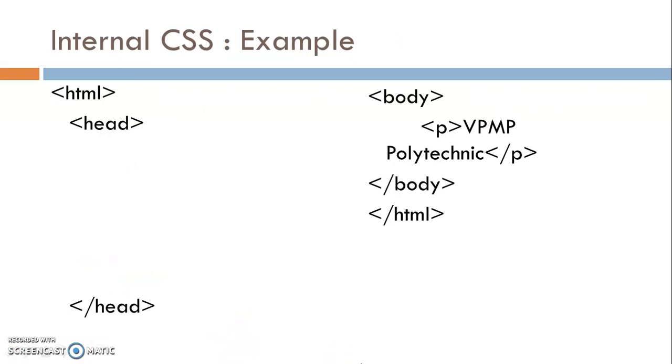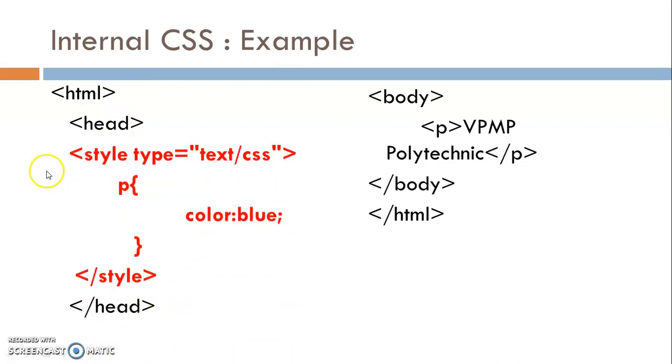In this example, first I write the body structure of HTML. First write HTML and at last slash HTML. Between this HTML, I write head section and second body section. In body section, I use only one paragraph tag which contains the text VPMP Polytechnic. For example, I want to display this paragraph in blue color. So, using internal CSS, I have to write code within the head section.